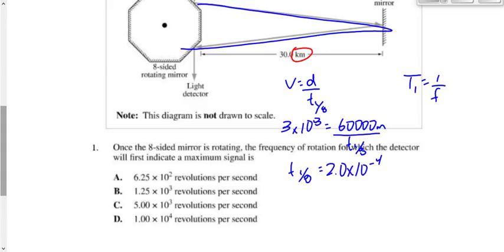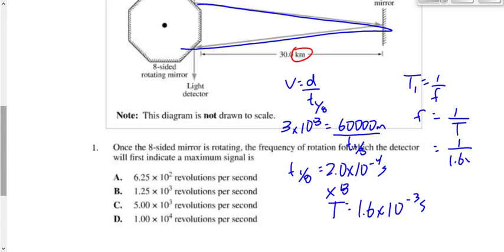Is that right? Now we're going to say, well, we don't want t 1/8, right? If we get little t, remember, we always want big T. If we happen to get big T, we always want little t. So let's turn that into big T by doing what? Multiply by 8. That's going to give me 1.6 times 10 to the negative 3 seconds. And then we're going to sub that into this equation. 1 over 1.6 times 10 to the negative 3 seconds. And that's going to give us, I think it's going to be 625.